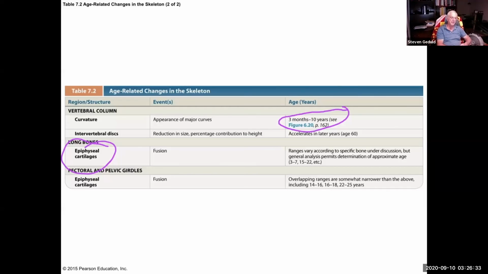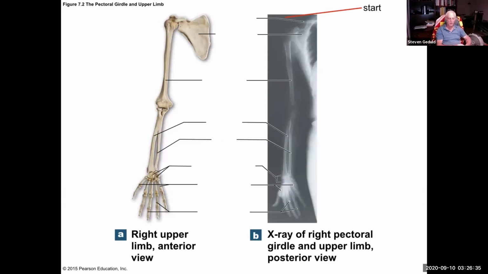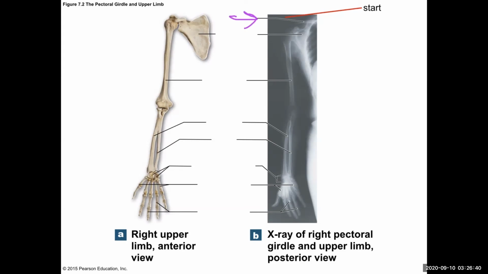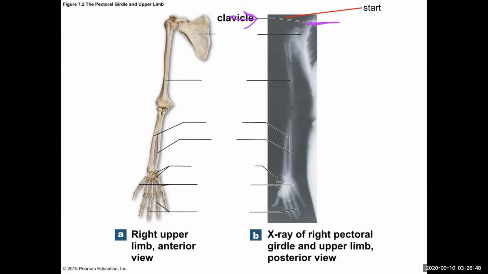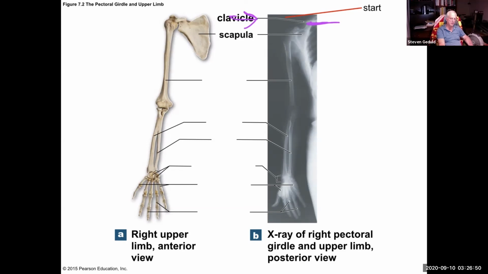All right, who's paying attention? What's that pointing to? Top line. Clavicle, right there. That's your clavicle or collarbone. What's the next one pointing to? Scapula, between the two. Next one, what bone is that? Humerus.